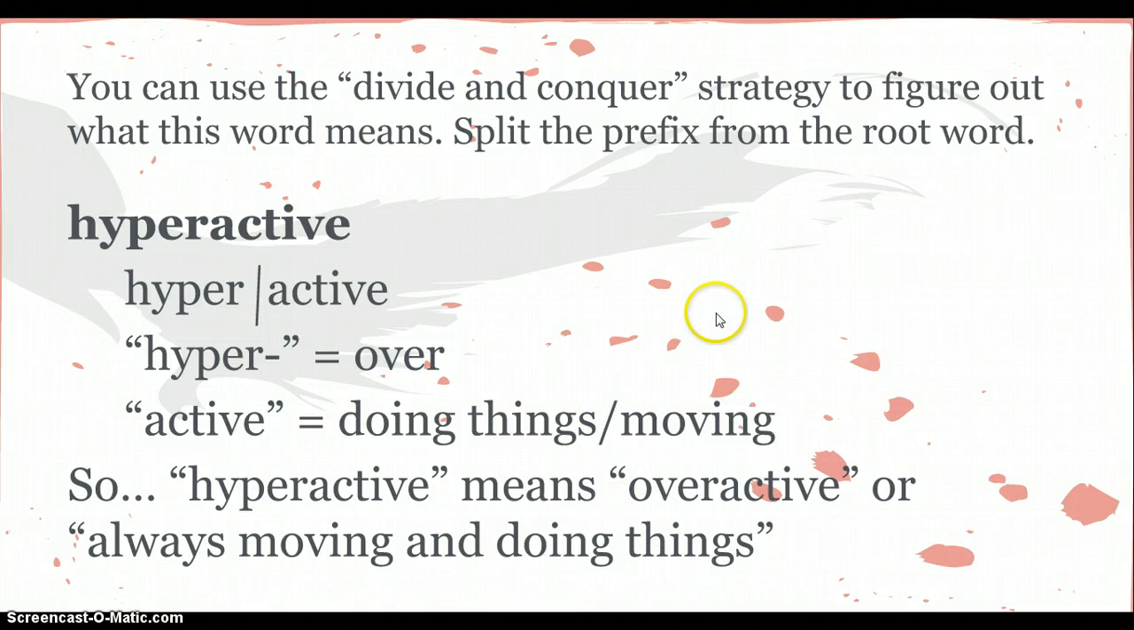We split the prefix from the root word. So our word is hyperactive. Hyper and active, we split it in half here. So hyper means over, and active means doing things or moving. So having split them apart and then mashing them back together again, I can assume that hyperactive means overactive or always moving and doing things.